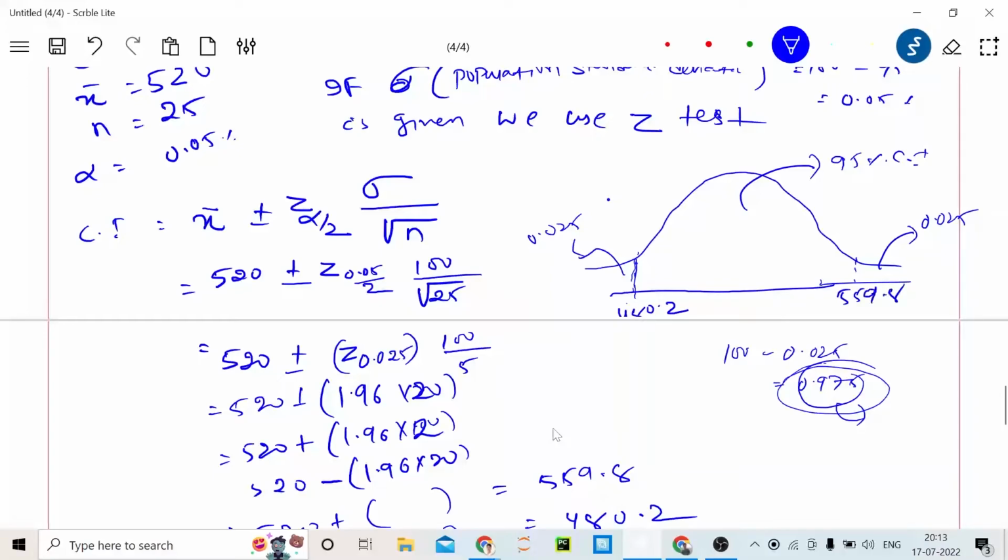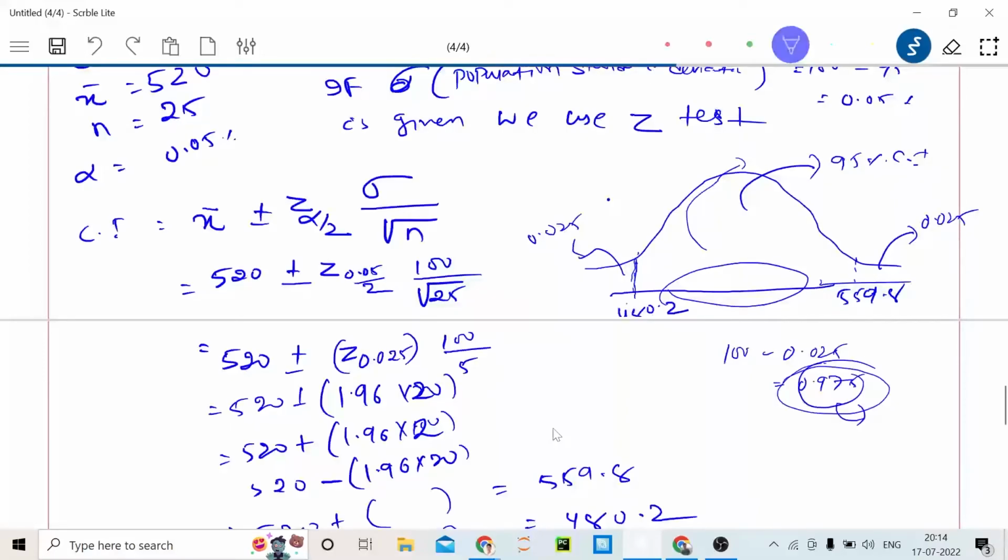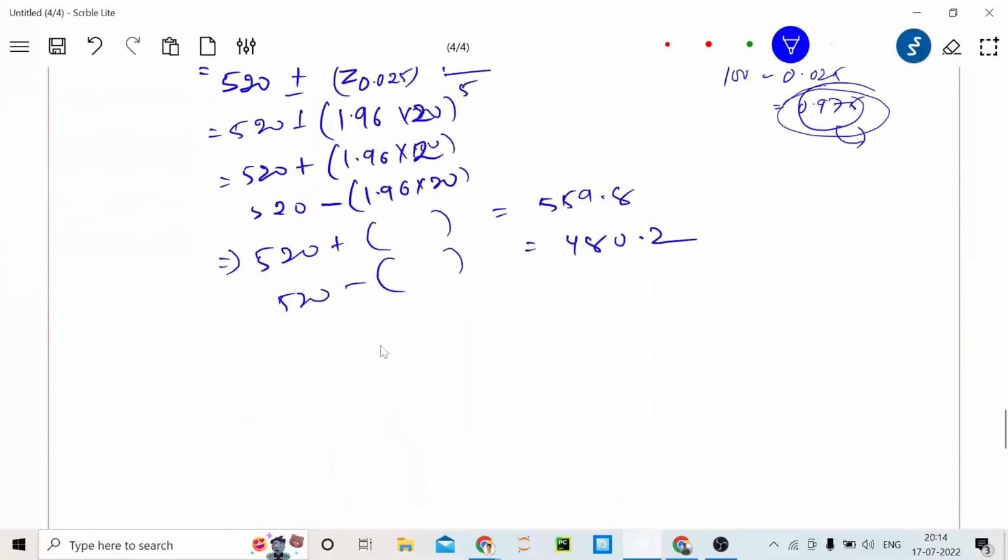If our sample mean falls inside this interval, we can accept the null hypothesis. That means the mean I calculated is correct. If that value is not inside 480.2 to 559.8, then I can say there is some mistake and the value is not correct. This is a problem in the Z test. When we run this in Python in the coding section, you will get to know each and every depth idea of this statistics area.